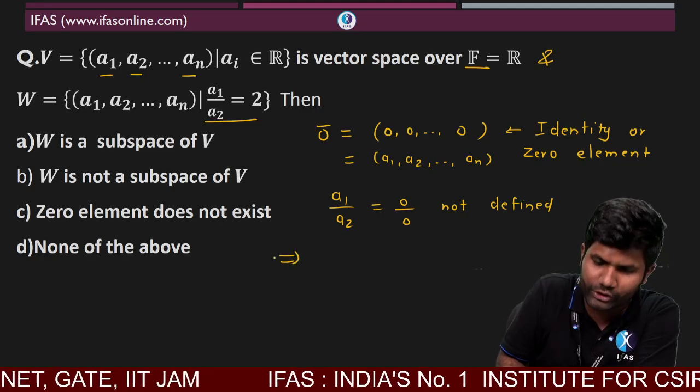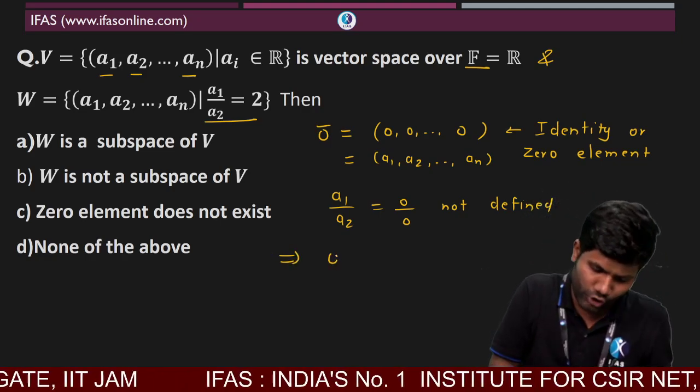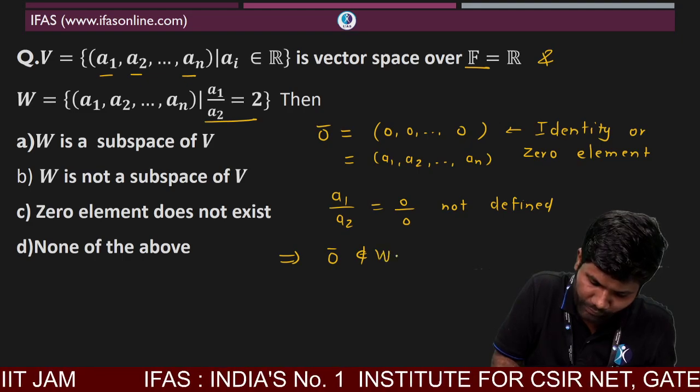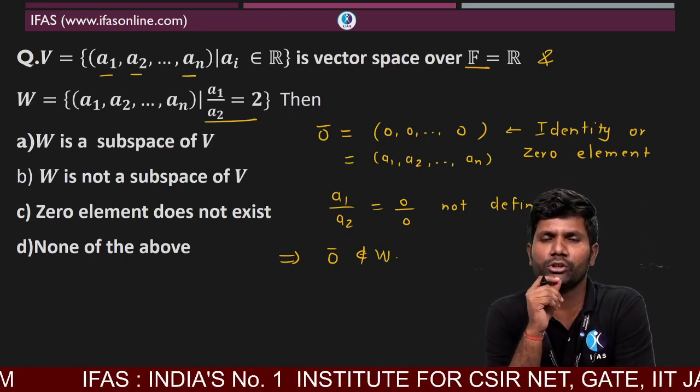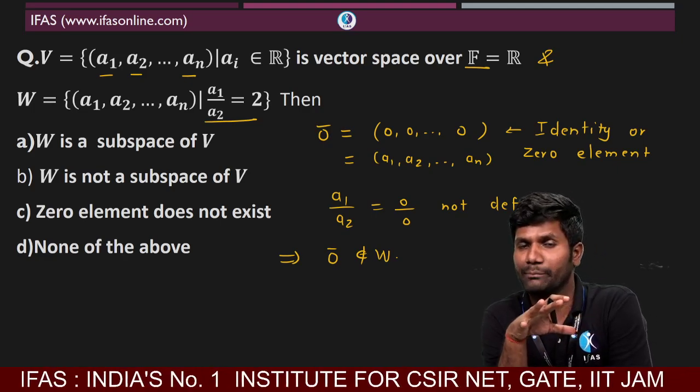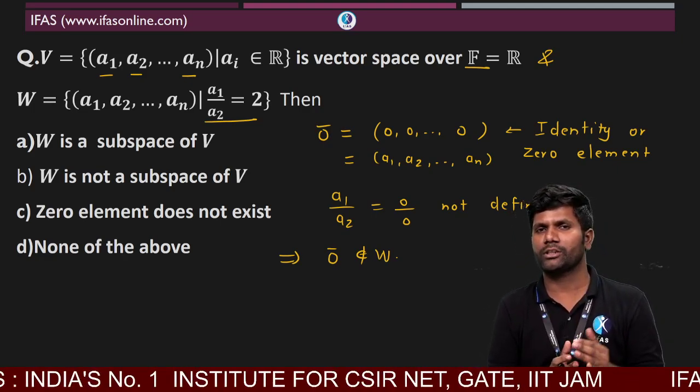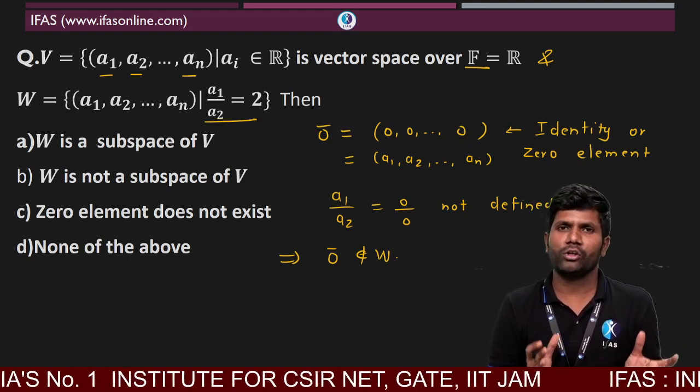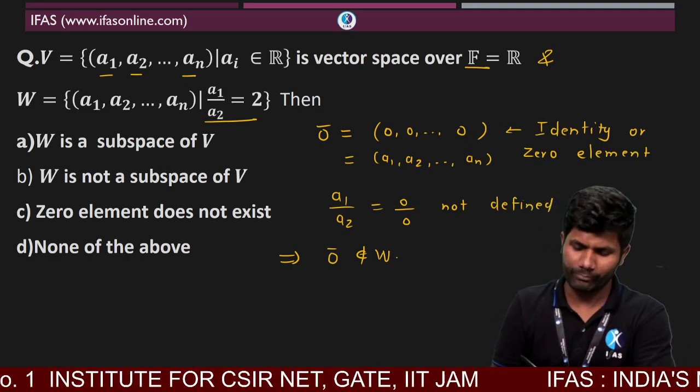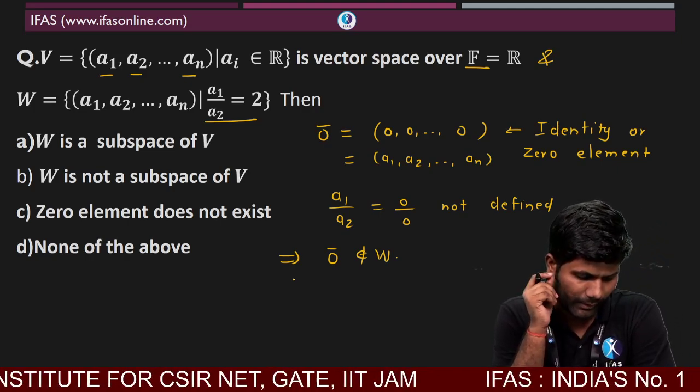It means that the zero vector does not belong to W. So the zero vector does not belong to W. It means that W is not a subspace of V because it does not contain the zero vector, or you can say that it does not contain the identity element. Okay. So check one by one each option.